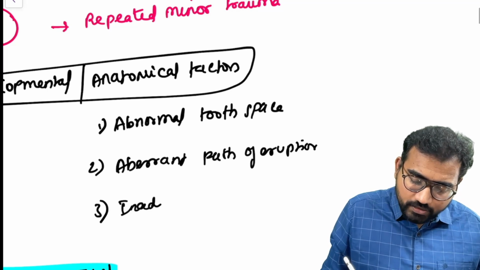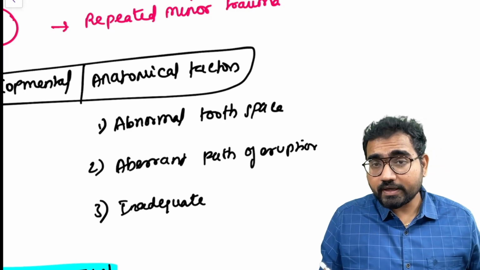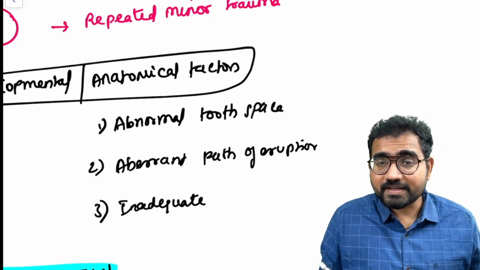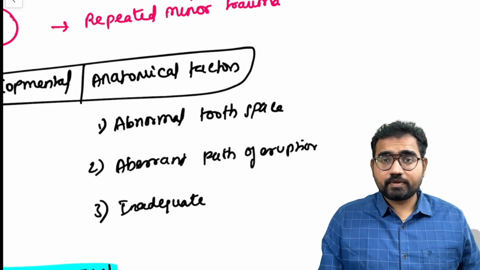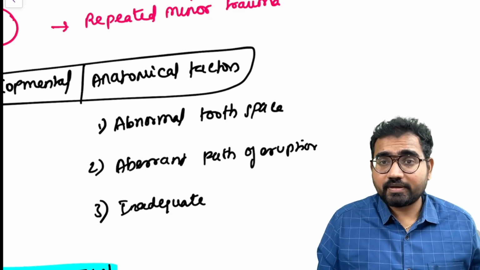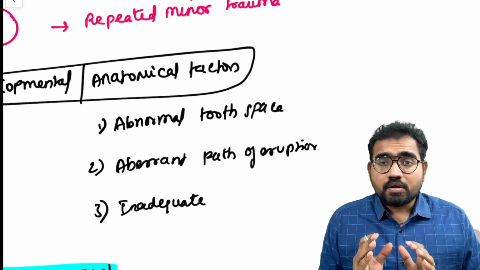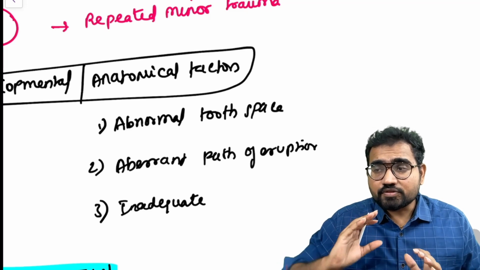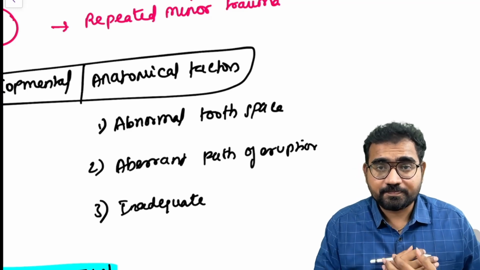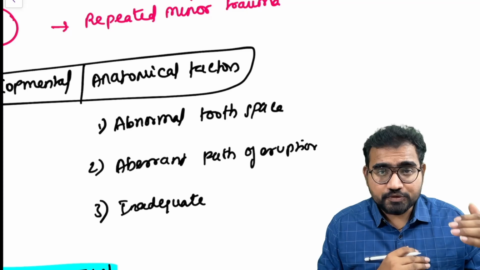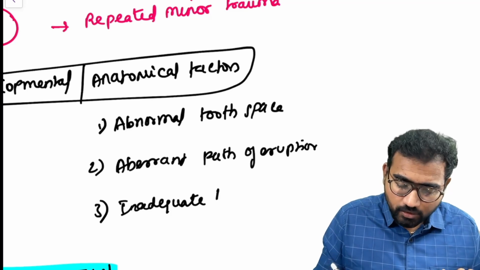Inadequate space to erupt. Because of inadequate space to erupt, there is going to be buccal placement of the tooth. And also, if the eruption is good and the space is good, but the position of the tooth in the arch is displaced, that is an inadequate or abnormal position.